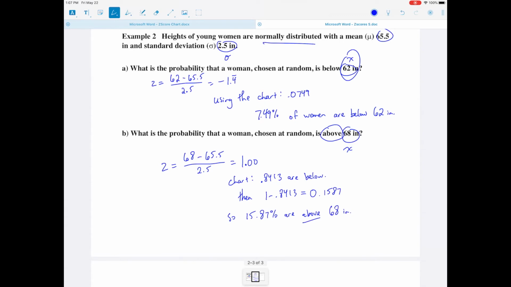Okay? So again, what we do is we find out what's below from the chart. Then we do 1 minus that, and that will get us above. Okay?